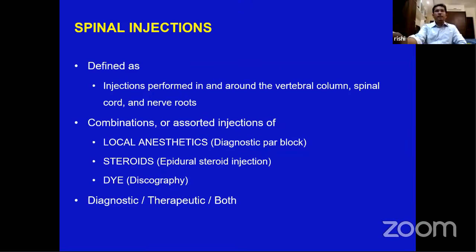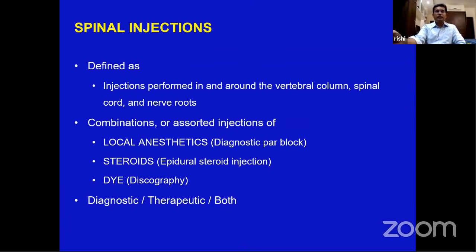So if you take the topic of spinal injections per se, we can define spinal injections as those injections which are performed in and around the vertebral column, the spinal cord, and the nerve roots. These injections could be combinations or assorted injections of local anesthetics. For example, if you are giving a diagnostic pars block, it could be a pure local anesthetic like lignocaine or bupivacaine, or it could be steroids. A typical example is a depomedrol injection given for epidural steroid injection.